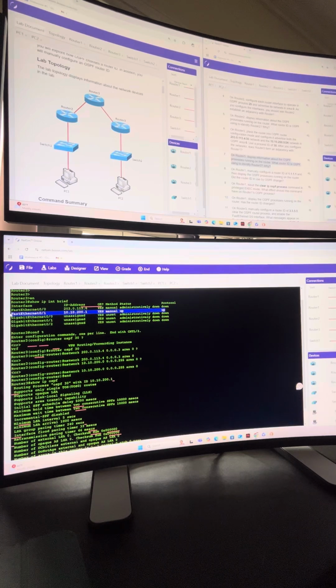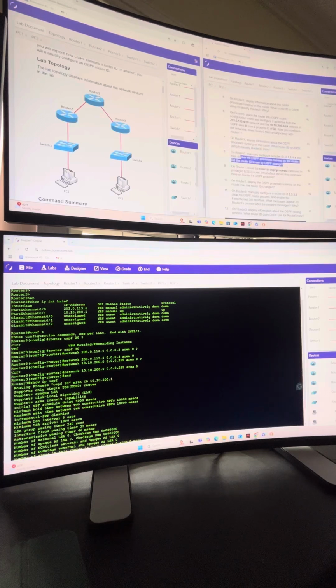So next, it went on to the FastEthernet 0/1 and it is administratively up. So it chose this IP address of 10.10.200.1 to be the router ID, okay? And we do not have any loopback interfaces on this router, so that is out. That is not an option either, okay?